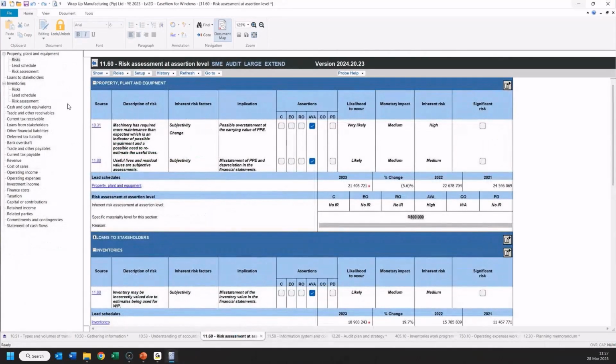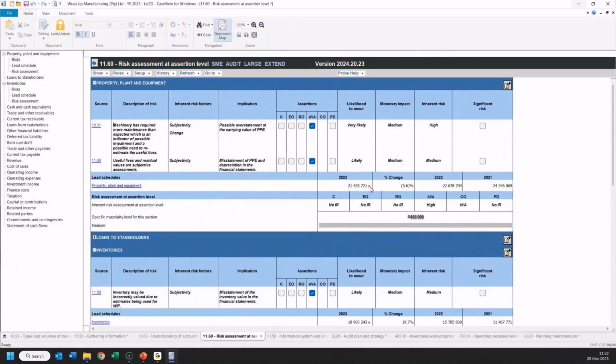Good. So let's just recap what we have in property, plant, and equipment. In our understanding of the client, we recorded a risk to say that the machinery required more maintenance than we expected, and therefore we recorded this accuracy, valuation and allocation risk. I think it was session 2 or so where we had recorded this risk. So that is already in there. There was also another one about the useful lives and residual values, and all of that is recorded. Neither of them are significant risks, so we needed a system description, but we didn't have to identify controls.